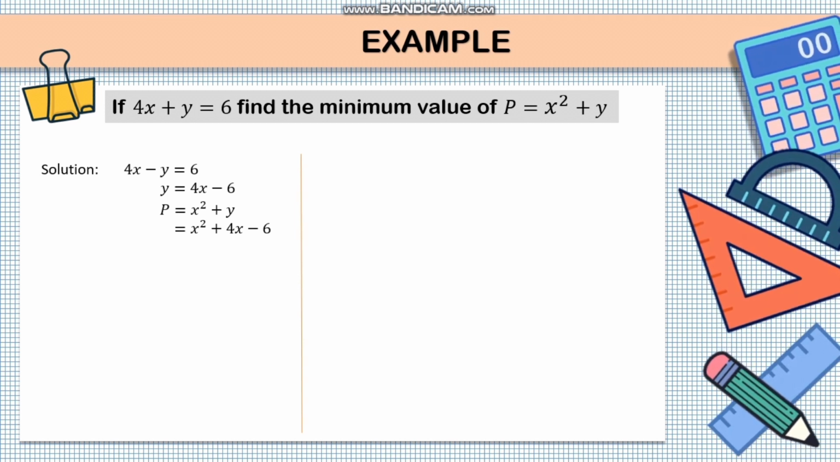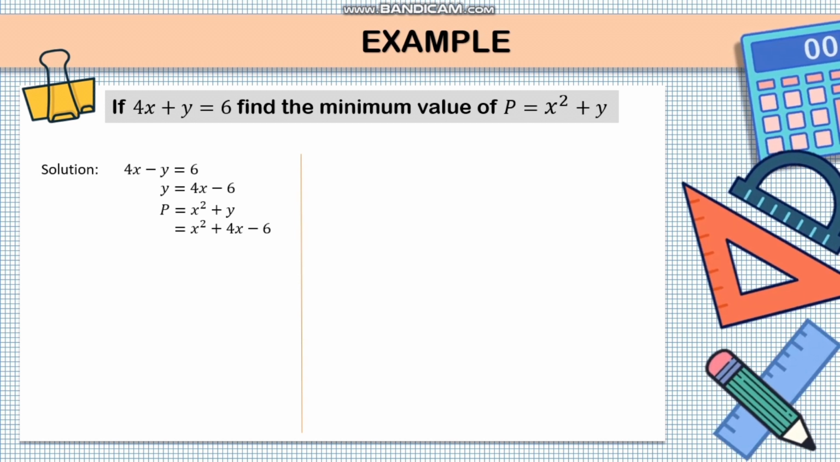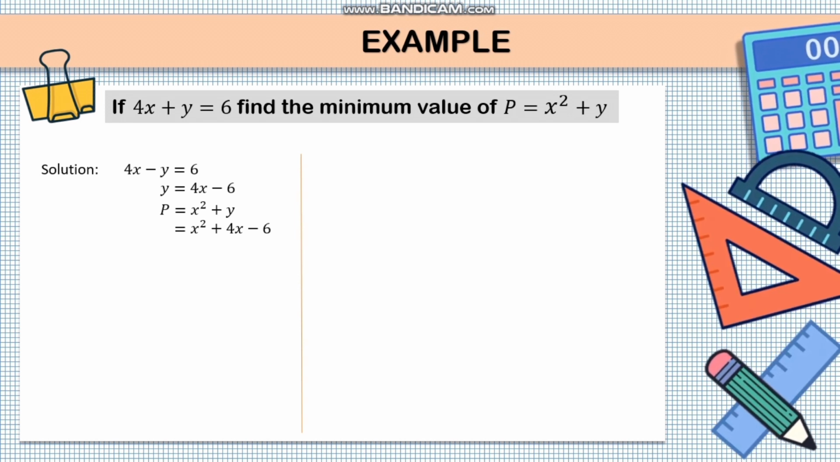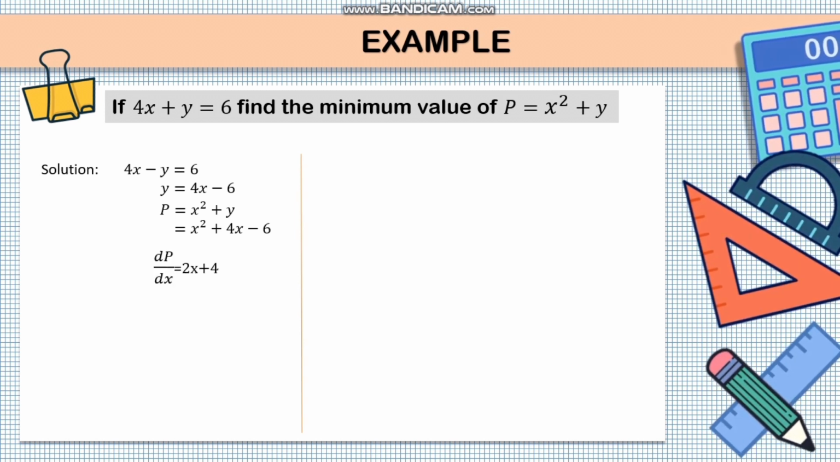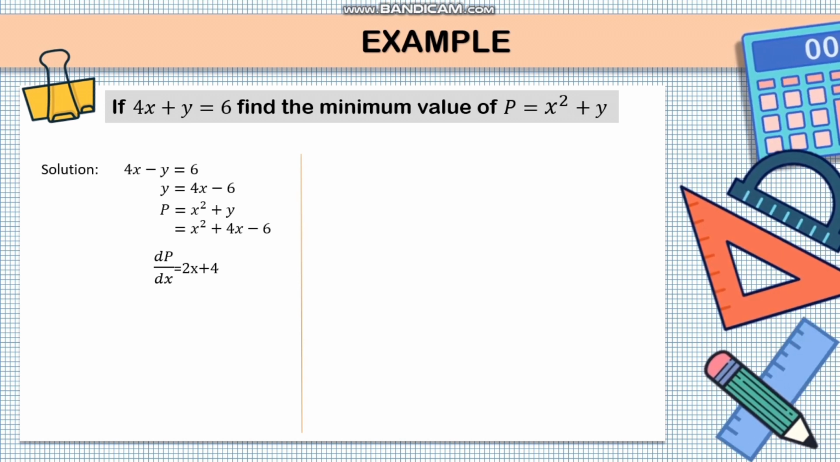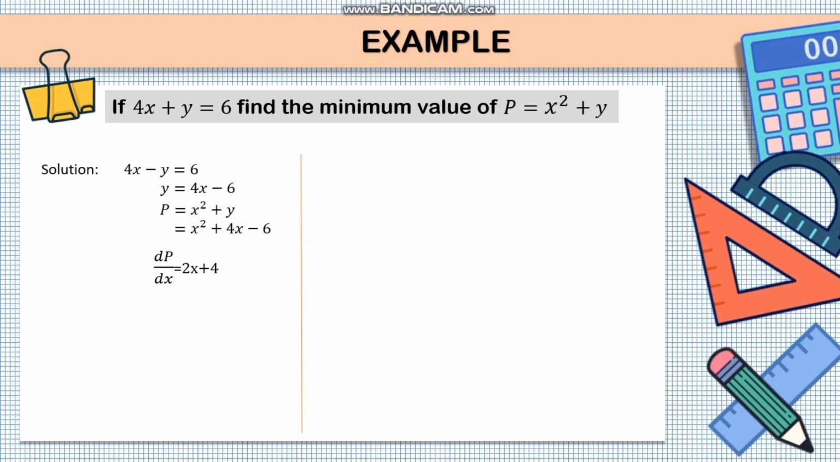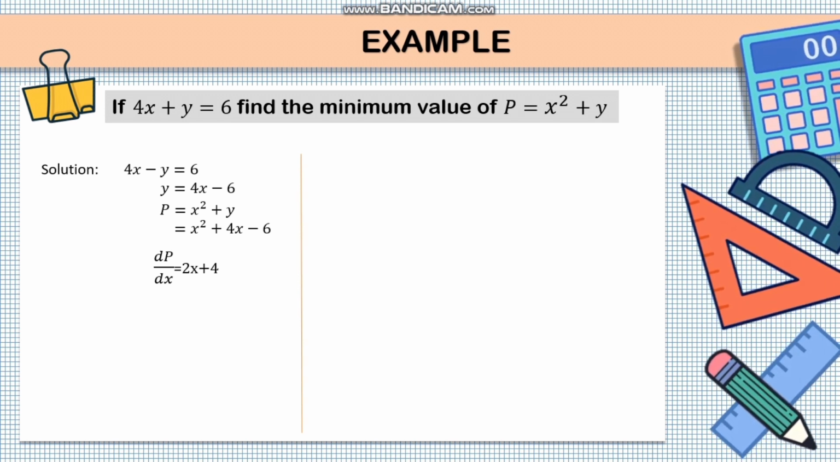So p equals x squared plus y. We already know y equals 4x minus 6. So we need to substitute it. Then we will get p equals x squared plus 4x minus 6. After that, we need to differentiate the equation above. So differentiate x squared, we get 2x. Differentiate 4x, we will get 4. And differentiate negative 6, we will get 0. So dp over dx is 2x plus 4.